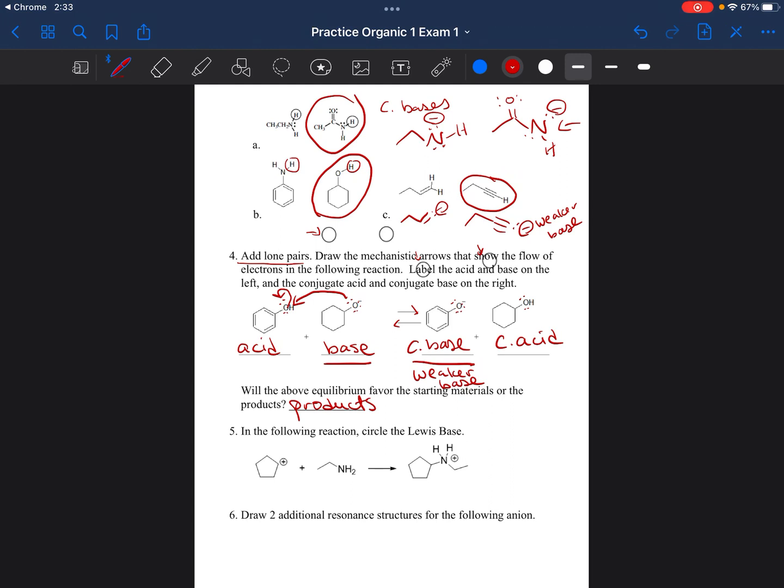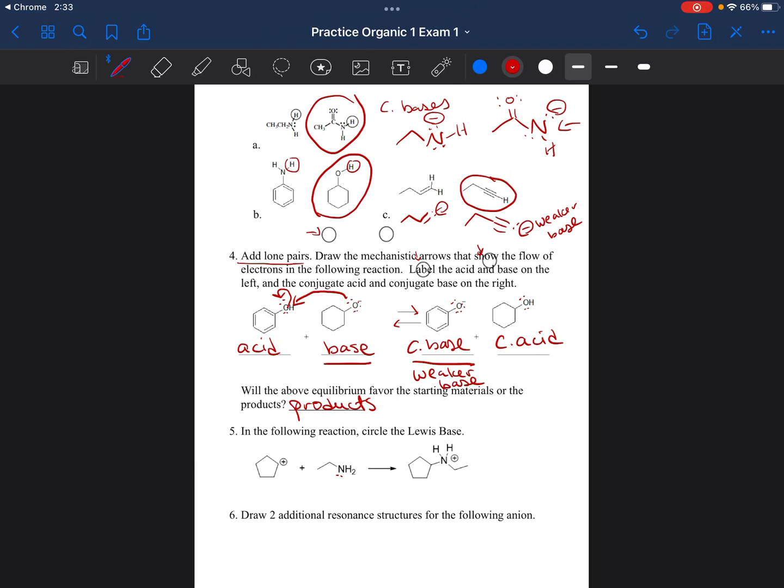Now I'm just being asked generally, do I know what Lewis acids and bases are? So if a Bronsted-Lowry base accepts a proton, it is donating electrons. So what is happening here?